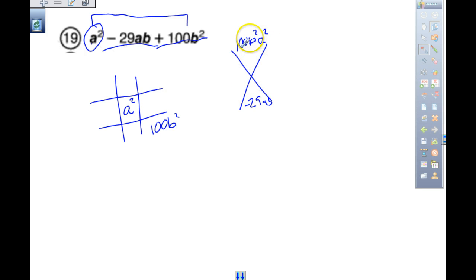Variables first. To multiply to a squared b squared, we're going to need an ab here and an ab here. Those two will multiply to the variables, and ab plus ab will add to something ab. So the variables are pretty straightforward. But the numbers you have to come up with. What multiplies to 100 and adds to negative 29? Yeah, so we got negative 25 and negative 4. So the signs are important, and it does change the answer without them. So in any order, negative 25ab and negative 4ab.